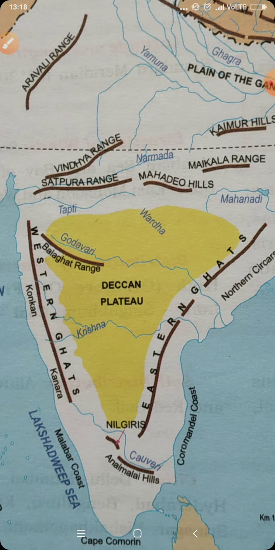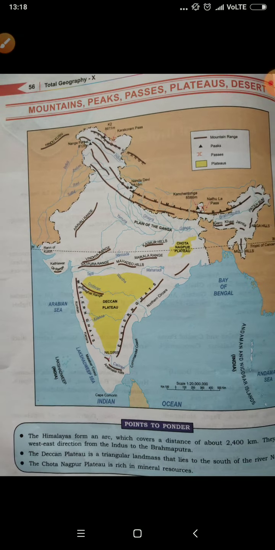Label all the maps showing mountains, peaks, passes, plateaus and deserts, and then you can check. If it is not like this, then you can improve. Here you have to keep in mind the Himalayas form an arc which covers a distance of about 2400 kilometers. They run in the west to east direction from the Indus to the Brahmaputra river. The Deccan Plateau is a triangular landmass and lies to the south of the river Narmada. The Chota Nagpur Plateau is rich in mineral resources. So all this you have to fill.